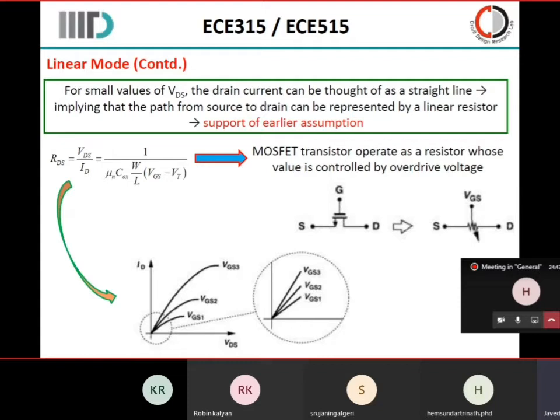These variable resistors are very commonly utilized when you are building switches, or when you want to implement large resistor values which cannot be implemented with physical resistors. So what do I mean by large resistors? For example, if you want about 10 ohms or 50 ohms, you can still do a physical resistor easily. But when you are looking at 10 kilo ohms or 20 kilo ohms, you would need a large area to be laid out for a resistor.